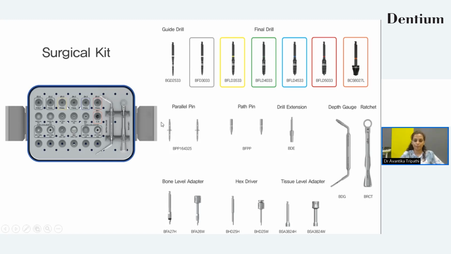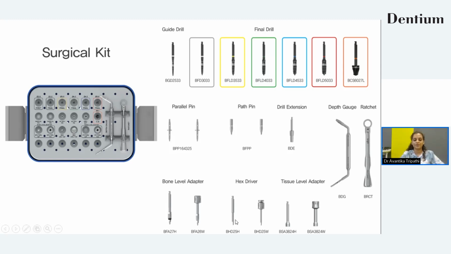These are the two parallel pins which are used to check the orientation, position and angulation of the osteotomy which we are preparing. The path pin is mainly used to check whether the implant which is placed is in proper orientation or not. This is the drill extender which is used to increase the length of the drill, and these are the bone level adapters, implant drivers. This is the bone level adapter. So this is the handpiece driven and this is the ratchet driven.